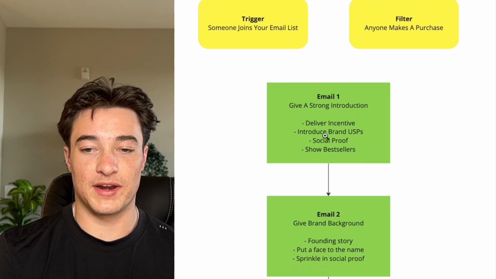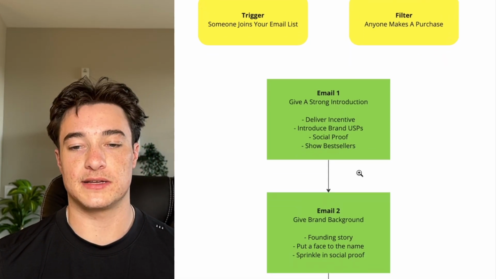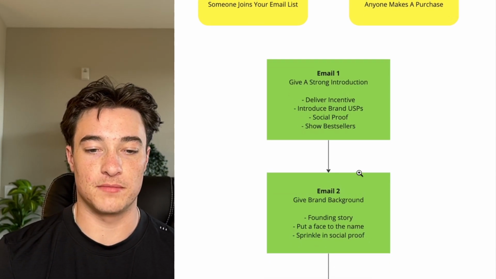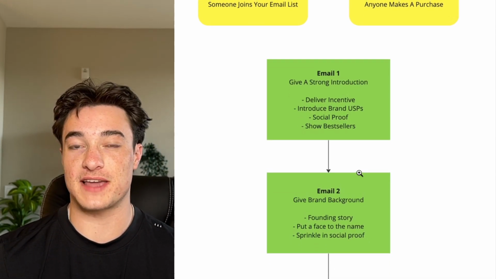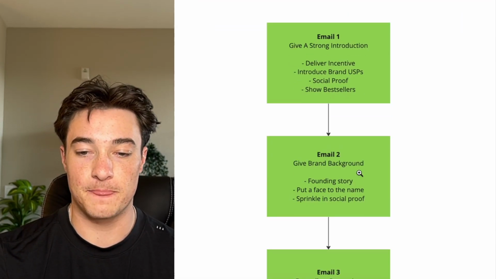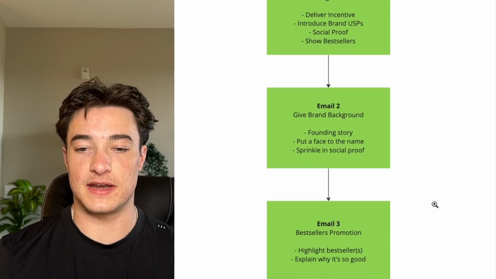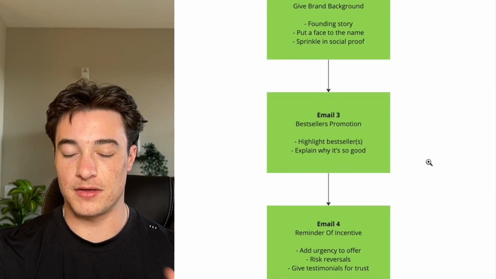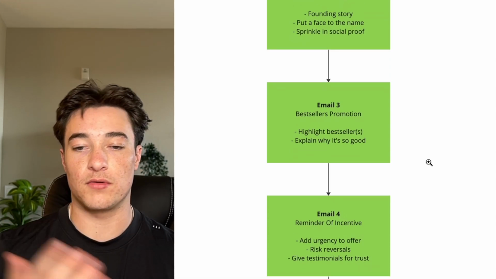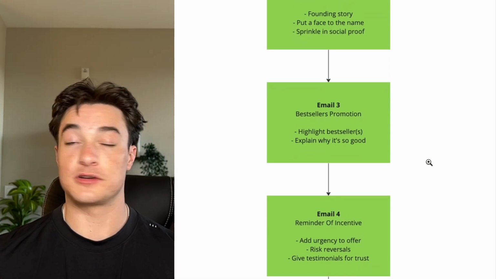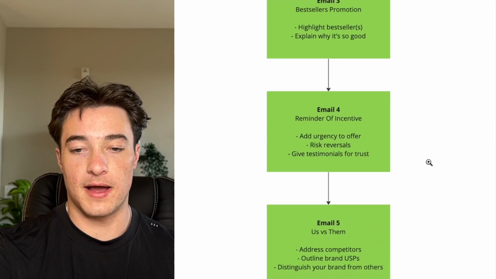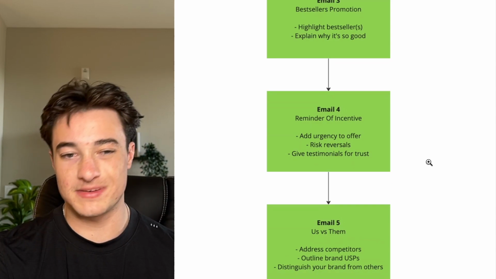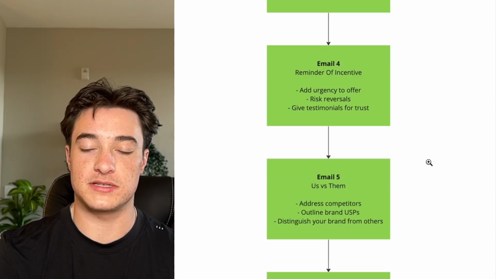So email 1, we want to give a strong introduction. We just want to make it real quick: deliver the incentive, introduce the brand, unique selling proposition, social proof, bestsellers. With email 1, we just want the people who are there for the discount, so let's give them everything they need and let them buy right now. Email 2, we're going to give a little bit more background, put a face to the name, because that's really going to help with conversions. We'll go a little more in depth, but I'll just briefly run through these. Give the brand background. Email 3, we're going to do a bestsellers promotion, highlight one or a few bestsellers, explain why it's so good, essentially make the choice easy for the customer. Email 4, a reminder of the incentive. We're going to make some urgency, give some risk reversals, and then some testimonials. Get those people over the line with urgency and trust.